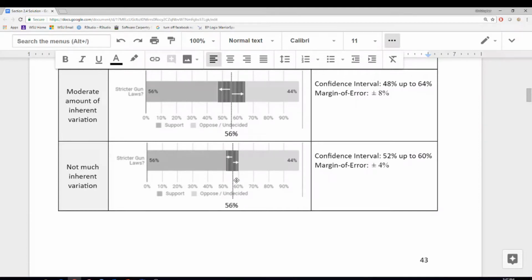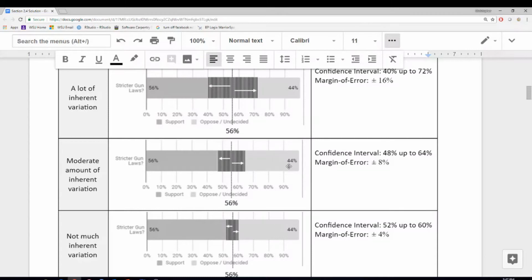On the bottom graphic, I don't have much inherent variation at all. So over repeated sampling, this 56% is not going to change very much. It looks like what I have drawn here, it goes down to about 52% and up to about 60%. The associated margin of error for this case would be plus and minus 4 percentage points.